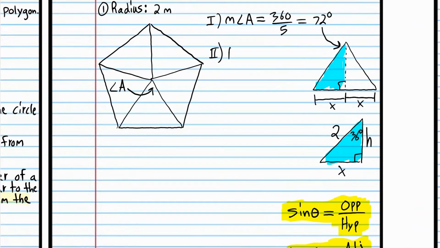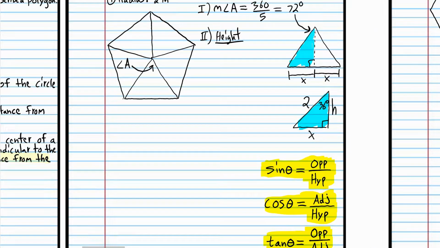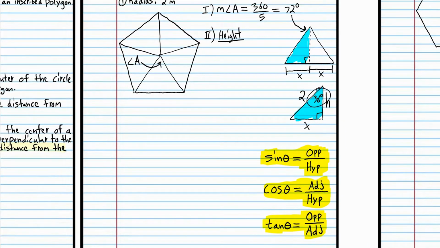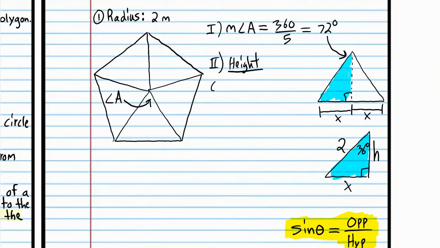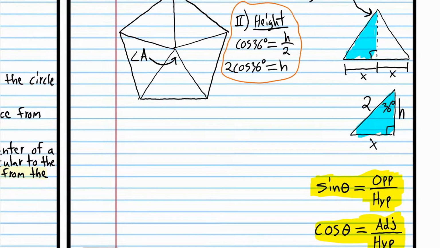But first, for the height, we're going to need to use our trig ratios. So we have a 36-degree angle, and we're looking for the adjacent side, and we have the hypotenuse. So we need adjacent and hypotenuse, which you can see is cosine. So cosine 36 degrees is equal to the adjacent side over the hypotenuse. And do the algebra on that, and we get 2 times cosine 36 degrees. So we found the height of the triangle.